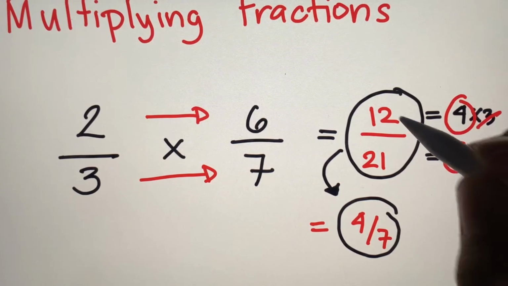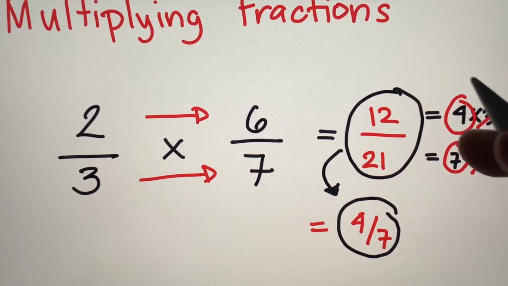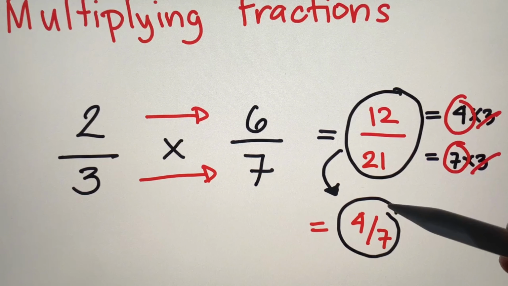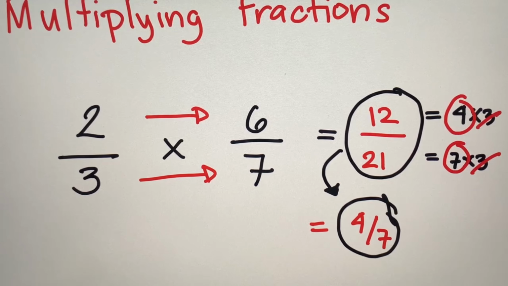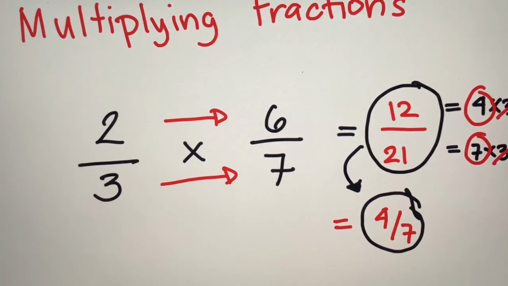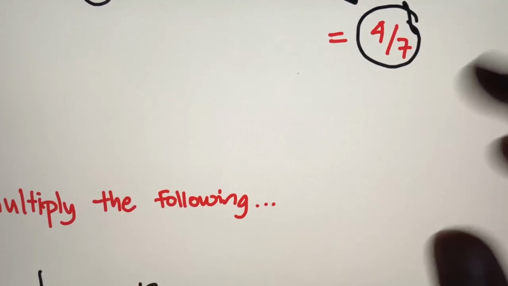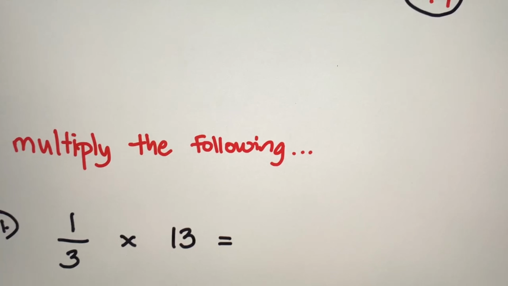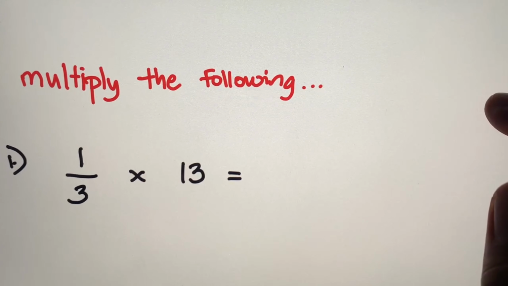So this is the simplified answer of our initial answer. It could be 12 over 21, but most of the time the choices being shown would be in the simplest form. That would be 4 over 7. So let us have some problems here. We are going to multiply the following.